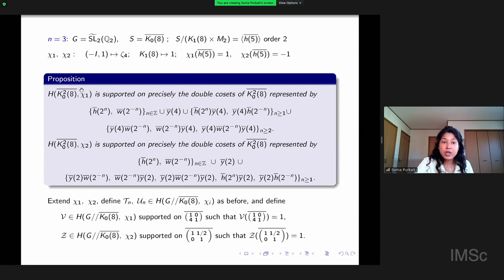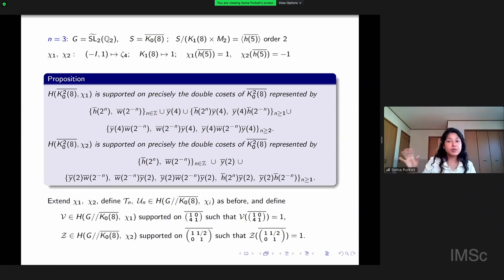And we show that when looking at chi1, the Hecke algebra with character chi1, K0 2 8 bar, is supported precisely on the double coset representatives given by this. So you have H and W's, you have Y4s, Y4 bars, 1, 4, 0, 1, comma 1. And then you have the combination of H and Ys and W and Ys. When we look at the character chi2, we see that the support is precisely on the other double coset representatives in some sense. So you have H and W's are still there, and then you have this Y bar 2 and the combinations of H and Y2s.